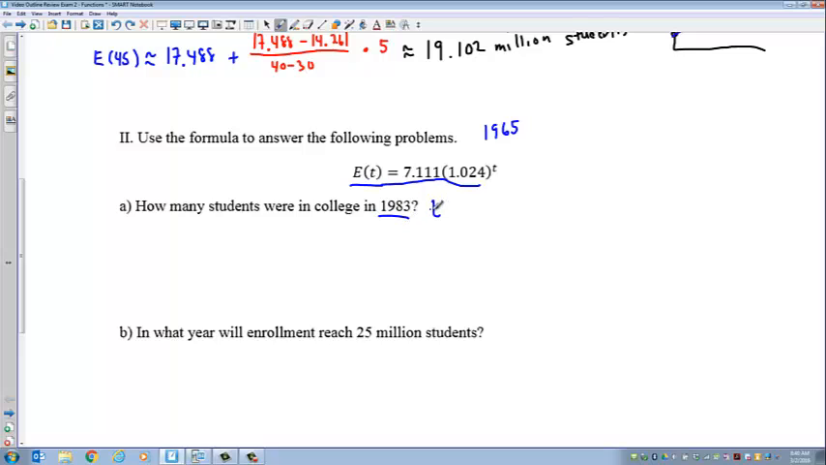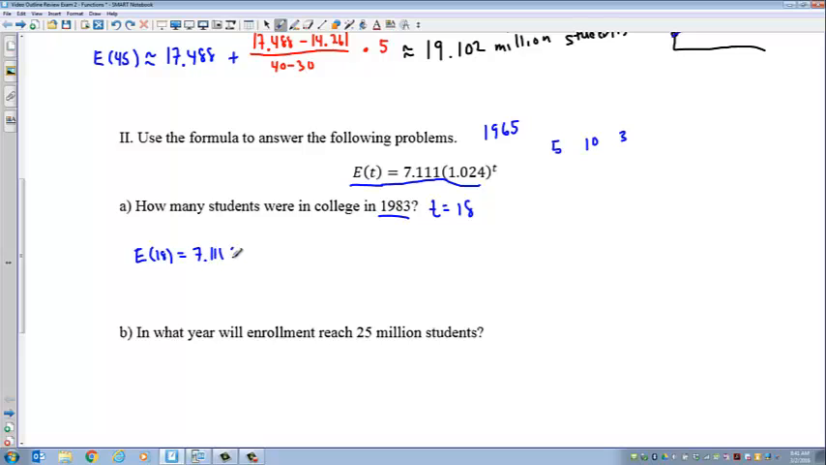The first thing is to figure out your t value. Again, I just use it as a birth date. So 5 gets me to 70, 10 gets me to 80, and 3 gets me to 1983. So this should be 18. And I want to plug 18 into my function. This is an input question, so I want to find E of 18. Because it's a formula, I can write equals. This says equals this, and wherever I see a t, I'm going to put an 18.